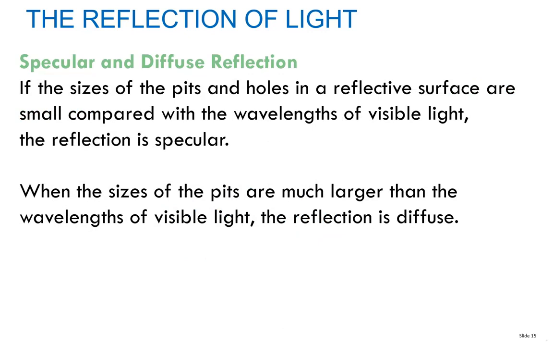So here is what defines smooth versus non-smooth. If the size of the pits and holes in the reflective surface are small compared with the wavelengths, then you get specular, then it's smooth. If the sizes of the pits and holes are larger than the light wavelength, then you get the diffuse.